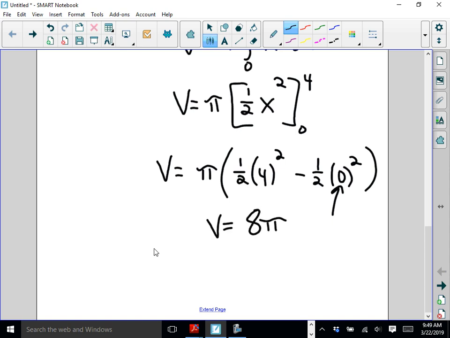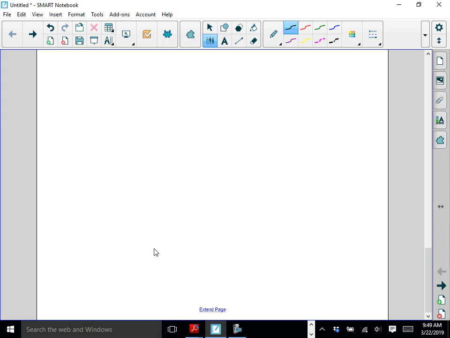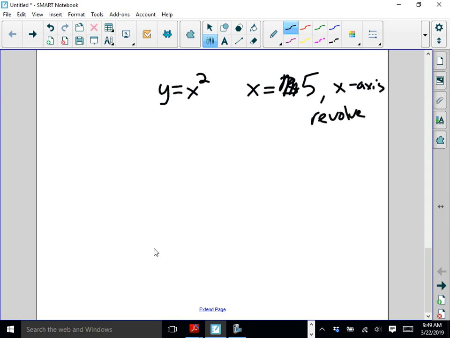Okay. Let me show you another example with that. Let's say now my function is y equals x squared, the vertical line x equals 5, and the x-axis. And once again, I'm going to revolve this around the x-axis.